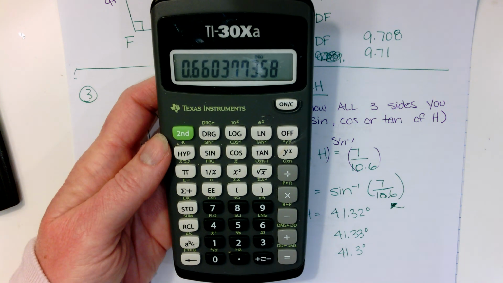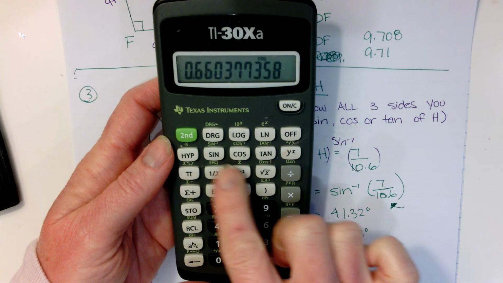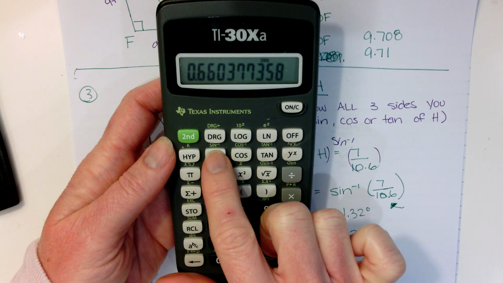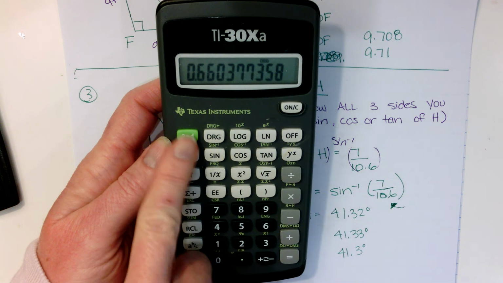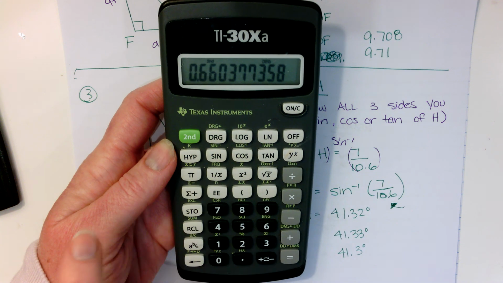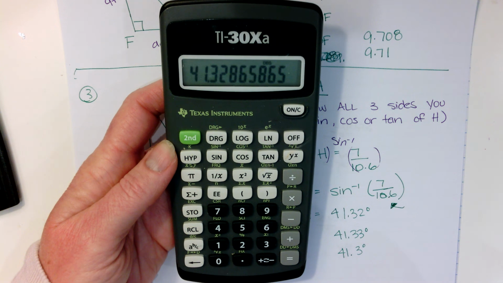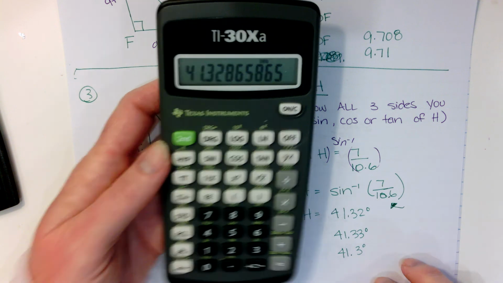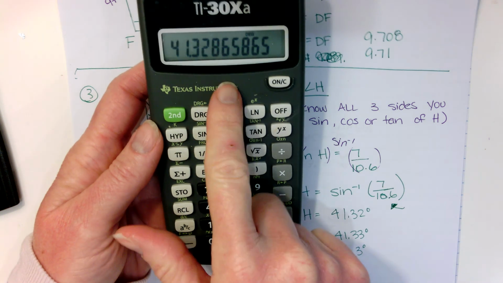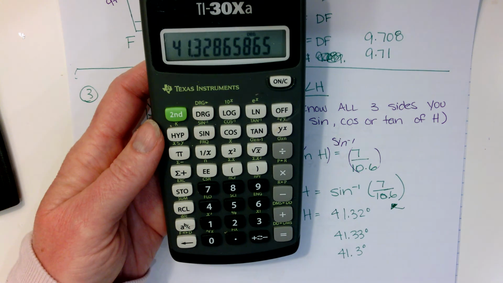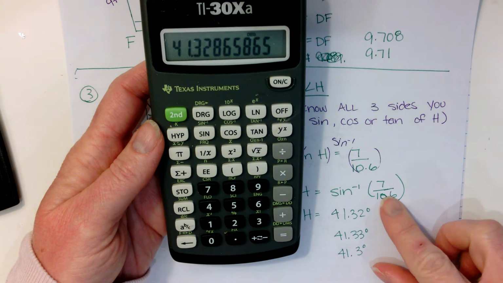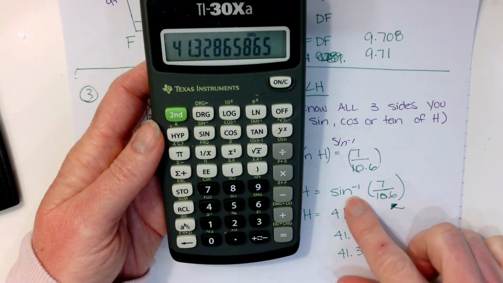So you have to remember to do your division. And then to get to sine inverse, notice it's light green above the sine. So you're going to touch the light green second button and then sine, and it's going to take my sine inverse. And I get the same 41.3 degrees that I had before. On your phone, it works exactly like this particular calculator. You have to do the entire fraction first, and then you can do your sine inverse.